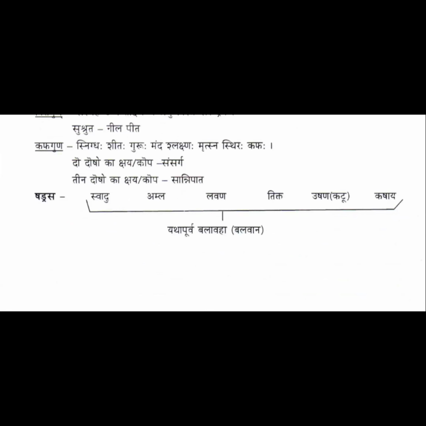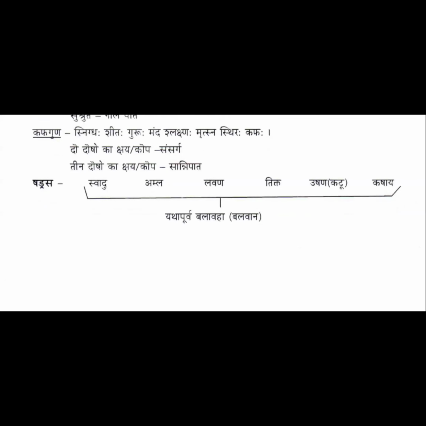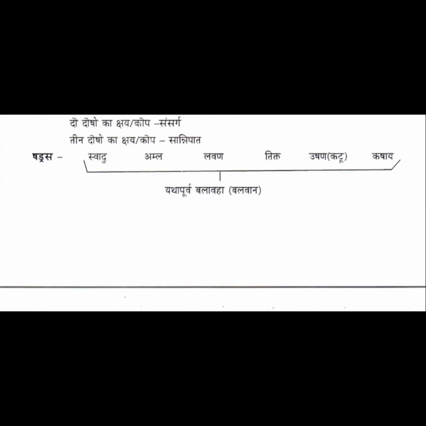The order he has told is swadu, amla, lavana, tikta first, then katu, then kashaya. Tikta, ushana, kashaya, he says. And yatha purva balavaha means swadu is said to be the rasa having the most bala, and later the bala goes on decreasing from swadu, amla, lavana, tikta, katu, and kashaya. Okay, remember tikta, ushana, kashaya. It is not katu, tikta, kashaya, but tikta, katu, kashaya. You have to know the order of rasa.